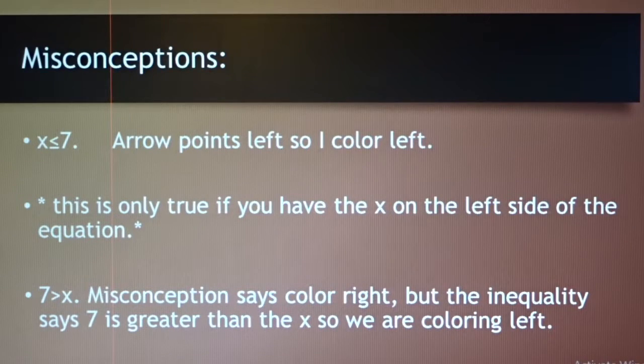Notice that if I said 7 is greater than x, my x is on the right-hand side of the equation this time, and my arrow is saying, color to the right. But wait a minute. If I color to the right, I'm coloring x's that are bigger. And I don't want x's that are bigger. I want 7 to be bigger than my x's. So make sure that if you're saying my arrow's pointing to the left or my arrow's pointing to the right, that x is on the left-hand side of the equation. If not, you're going to end up coloring the wrong direction. So make sure you truly understand what your inequality is saying before you start coloring.